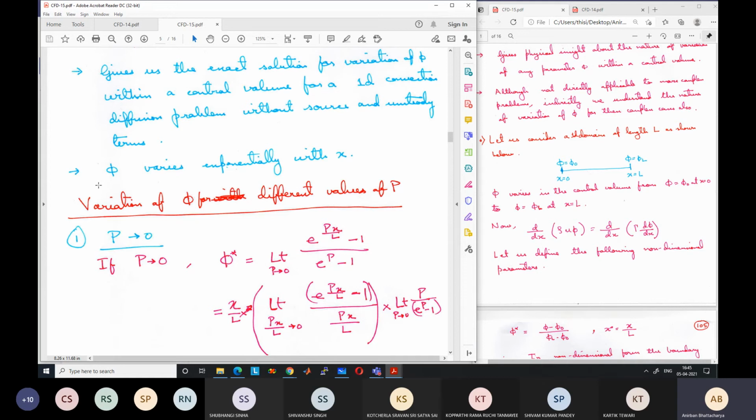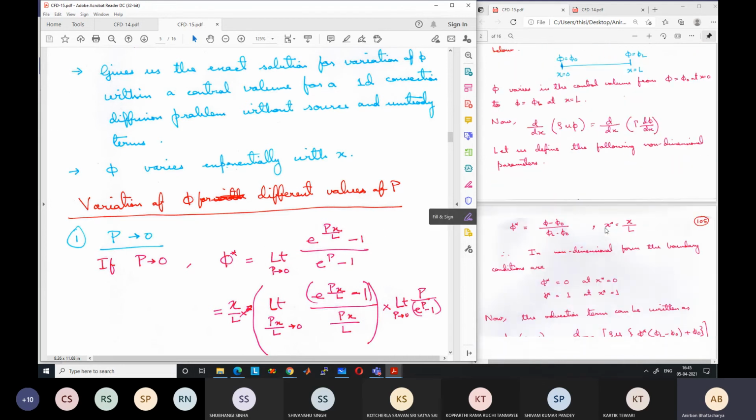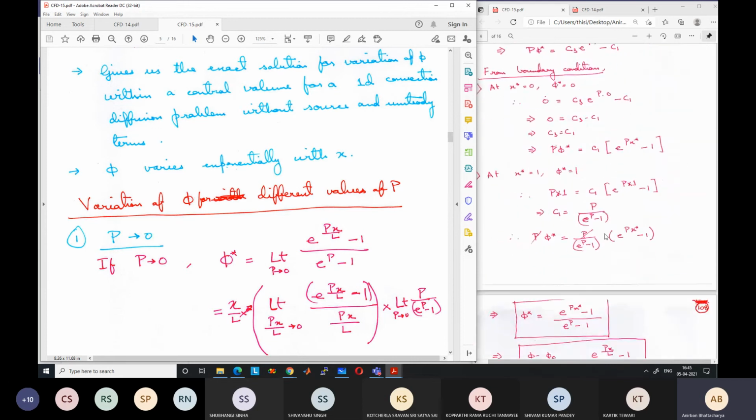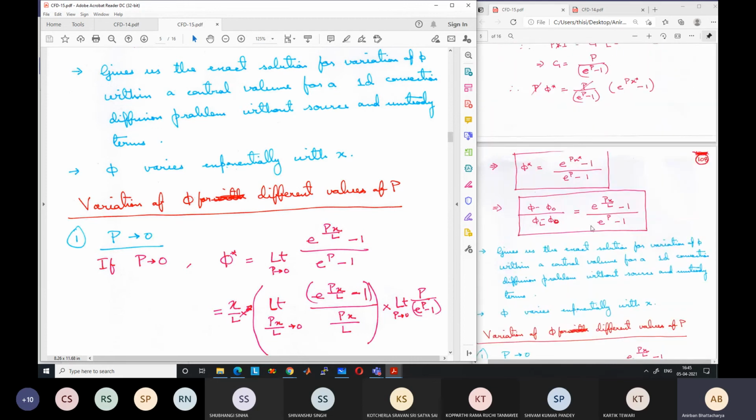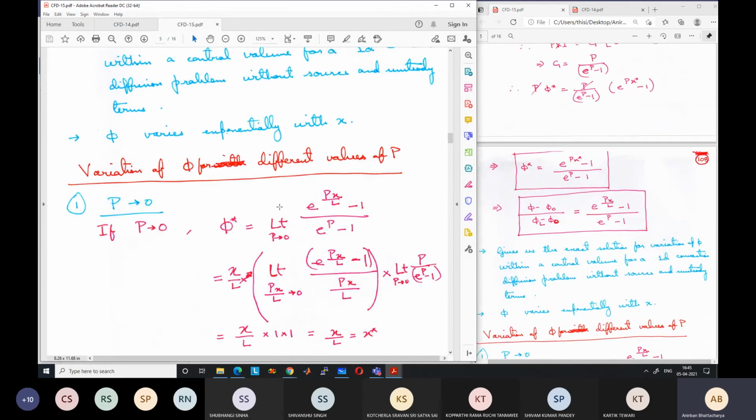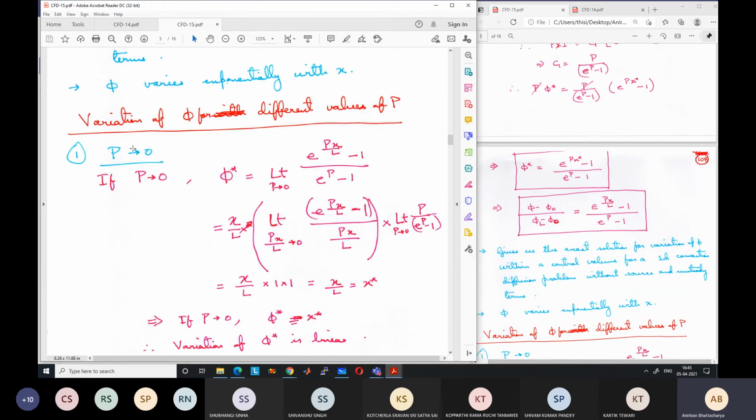First limiting case, we are going to take P tends to 0. Okay, let me keep the solution open here. This is the solution. So first variation is P tends to 0. Okay, limiting case P tends to 0. What is the value of phi star? Let us try to find out. Okay. So if P tends to 0, phi star, which is nothing but e to the power Px by L minus 1 by e to the power P minus 1.